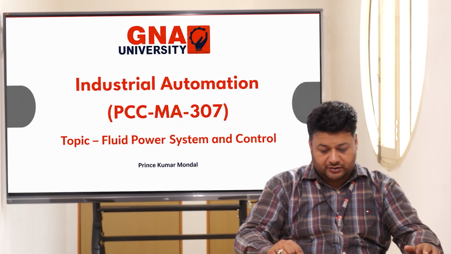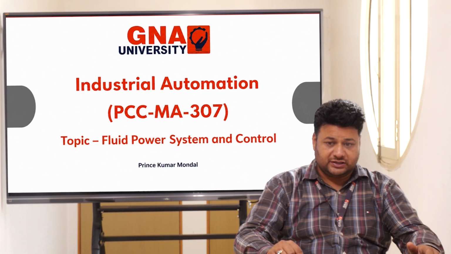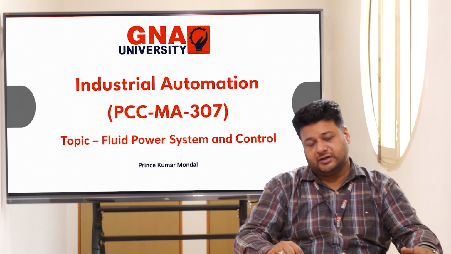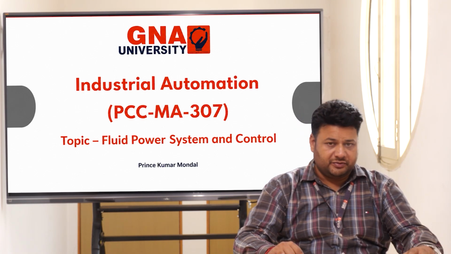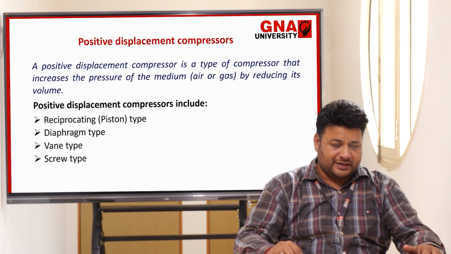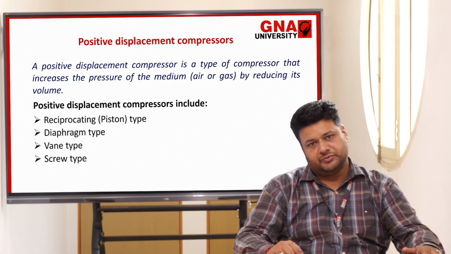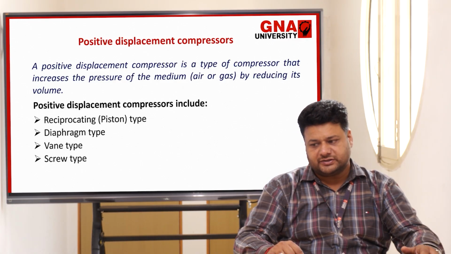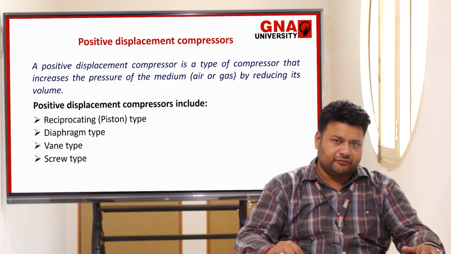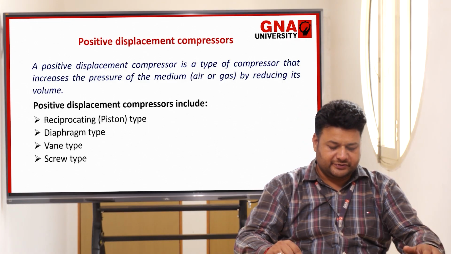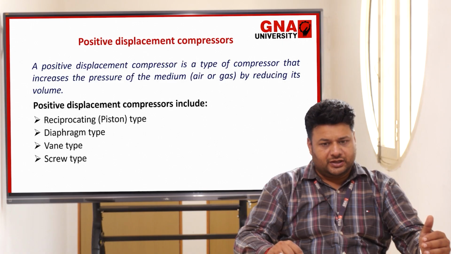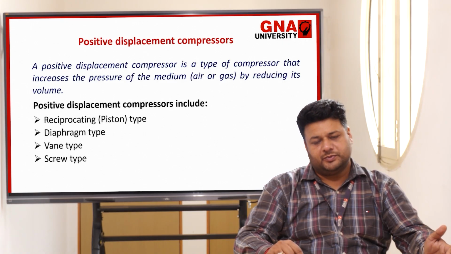In the last lecture, we have already discussed that there are two types of compressors that are being used for compressing the air. First are the positive displacement type of compressors, and the second are the non-positive or dynamic type of compressors. Then we have understood what the positive displacement type of compressors is.